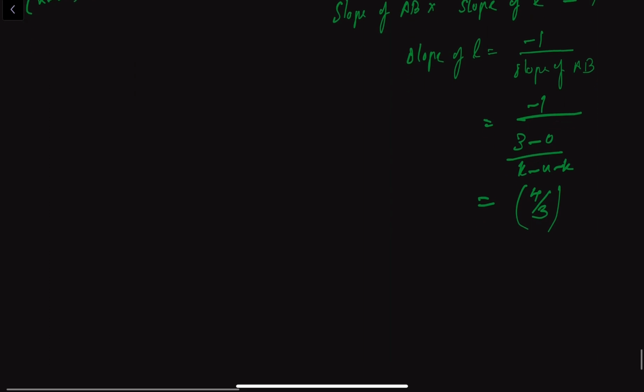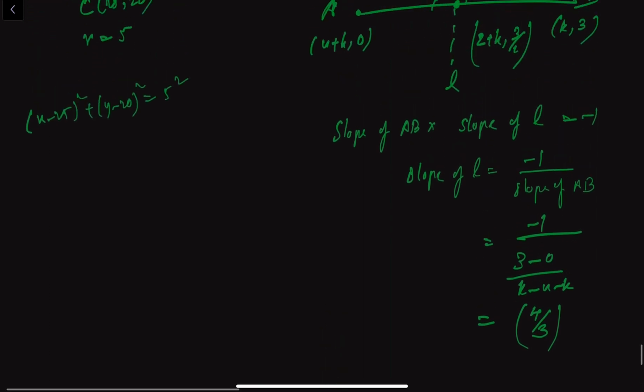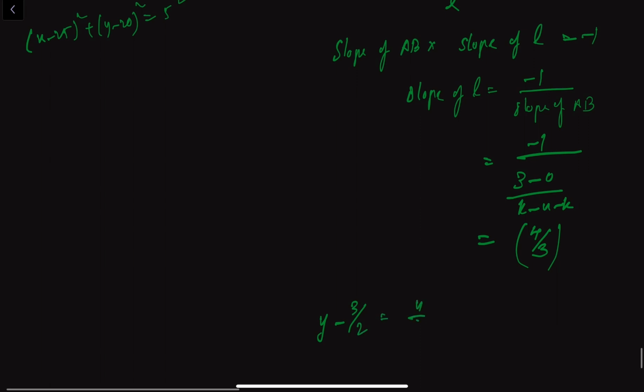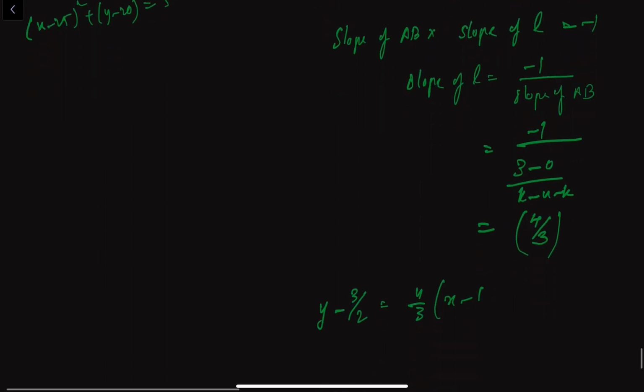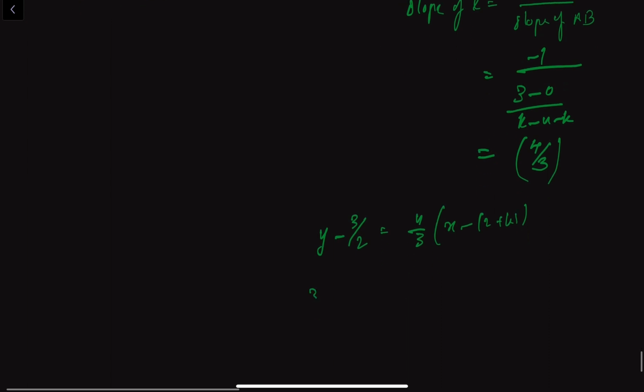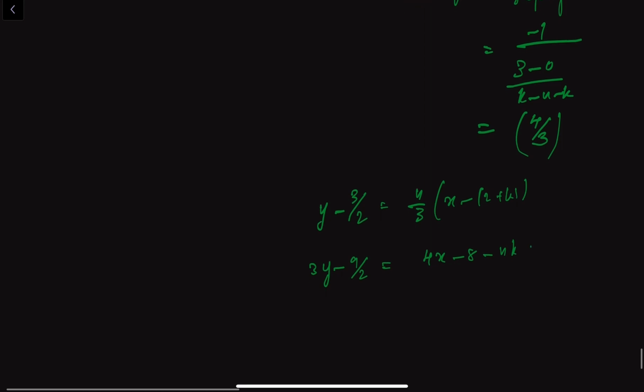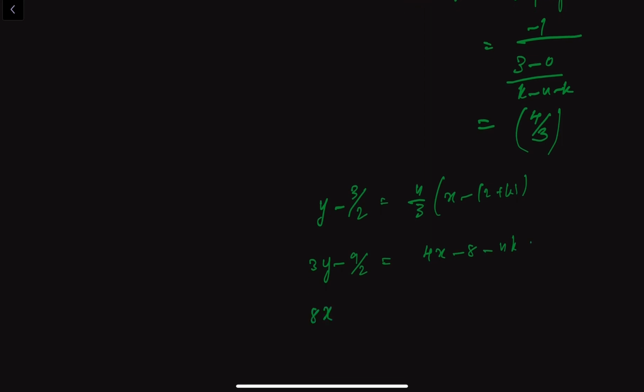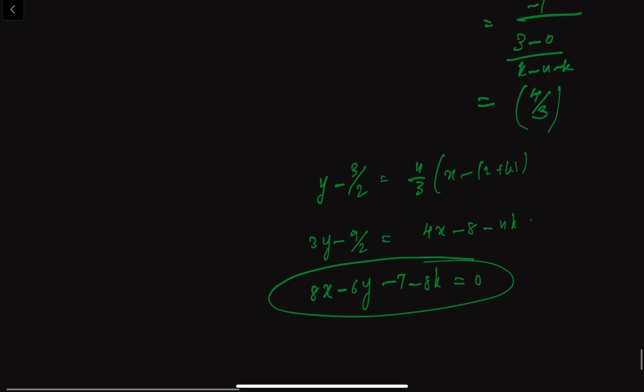If I find the equation of this line, y - 3/2 = (4/3)(x - 2 - k). That means 3y - 9/2 = 4x - 8 - 4k. So basically 8x - 6y, with minus 9 and minus 16, gives 8x - 6y - 7 - 8k = 0. This is the equation of the perpendicular bisector, so we are getting the equation of a line here.